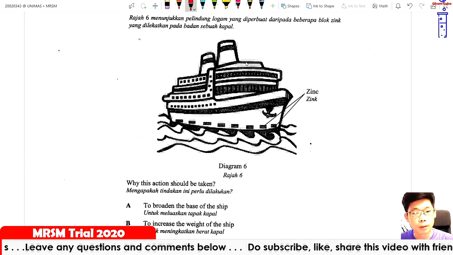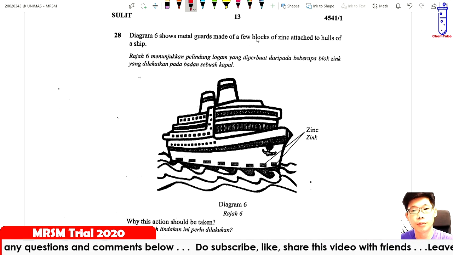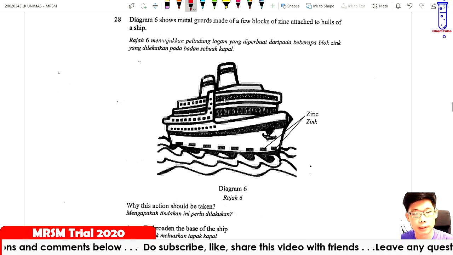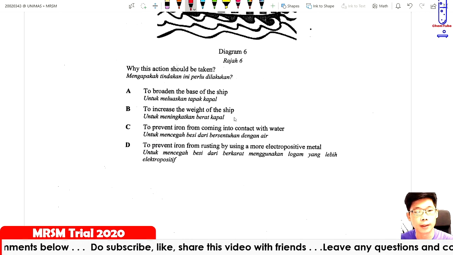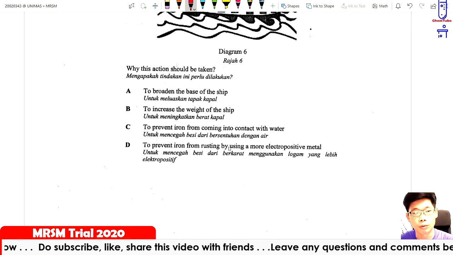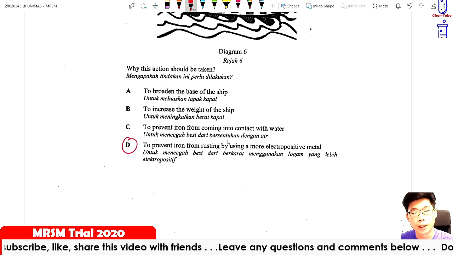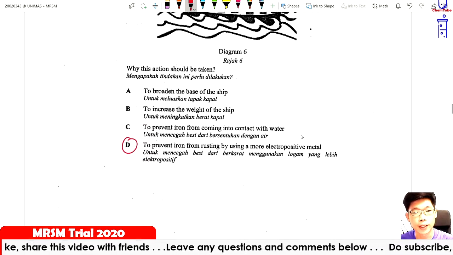28. The diagram shows the metal guards made of a few blocks of zinc attached to the hull of the ship. Why should this action be taken? Actually, to prevent the iron from rusting, using the sacrificial metal to protect the iron from rusting.